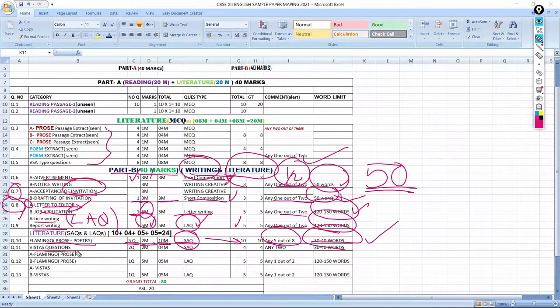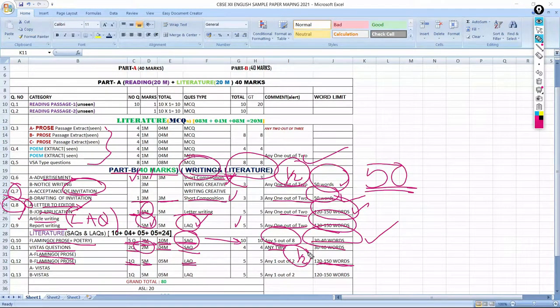Question number 11 is from the Vistas, your supplementary book. You will have to do 2 questions. Marks in each will be 2, so total marks will be 4. The type of question will be SAQ, short answer type question, and you will have to do any two. Now let us see question number 12. This is again from the Flamingo Prose. One question will be there, total marks will be 5. The question will be long answer type, word limit 120 to 150. Any one out of the 2 will have to be done, so question 12 is the long answer type question for prose from Flamingo.